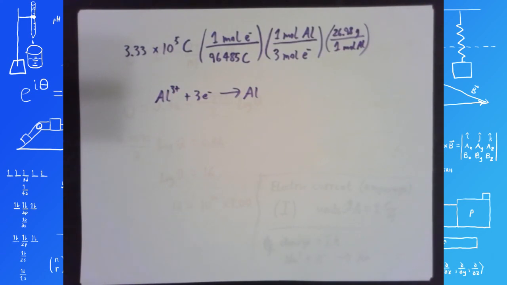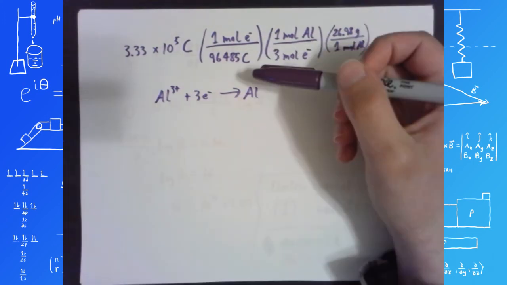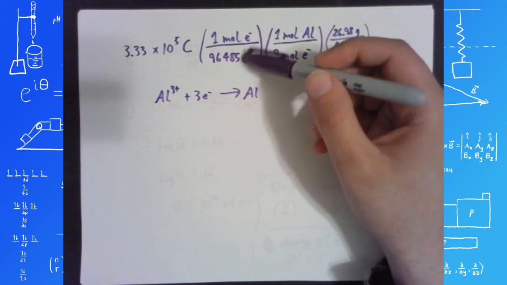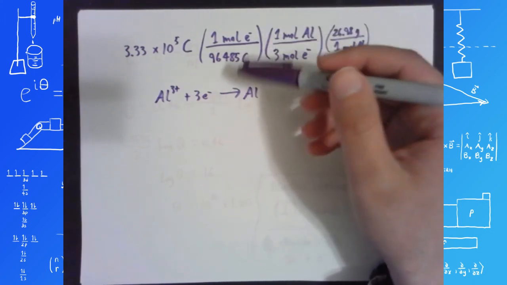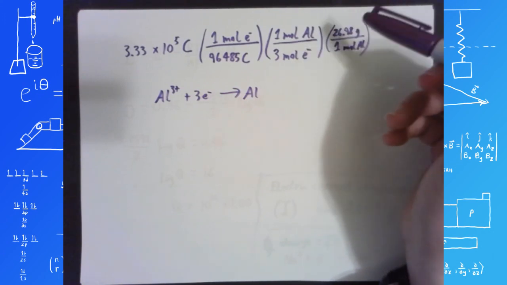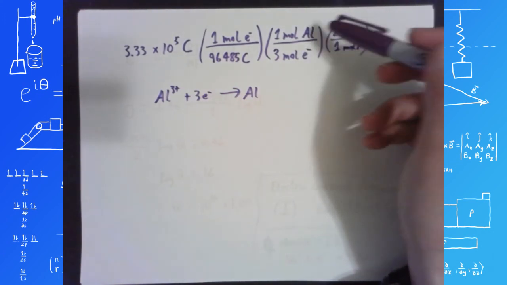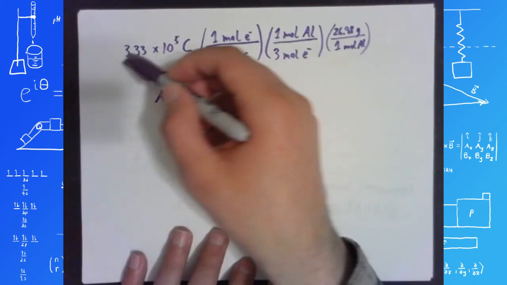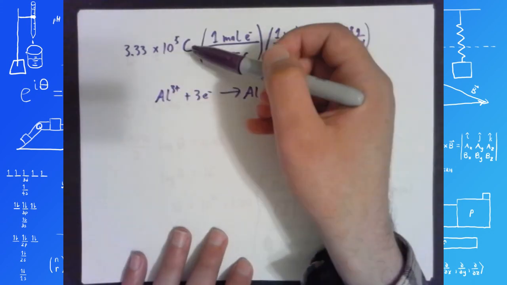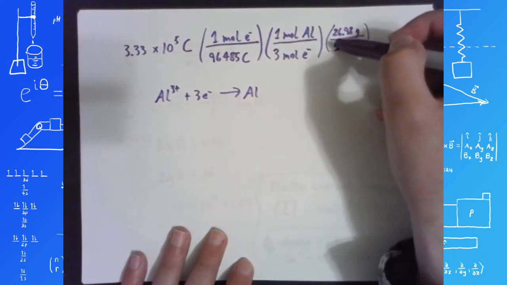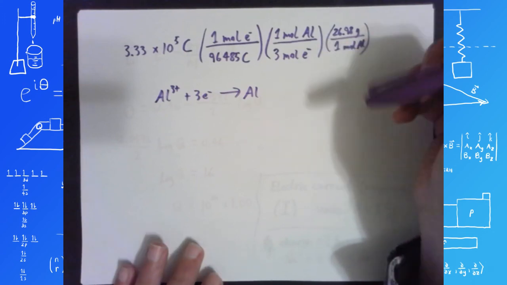All right. And of course you could do a similar calculation for the chloride ion that's converted to chlorine gas and calculate the moles and grams of chlorine gas produced. It would still be 3.33 times 10 to the 5 coulombs. It's not like you use them all up on the aluminum and there's nothing left for the chloride.